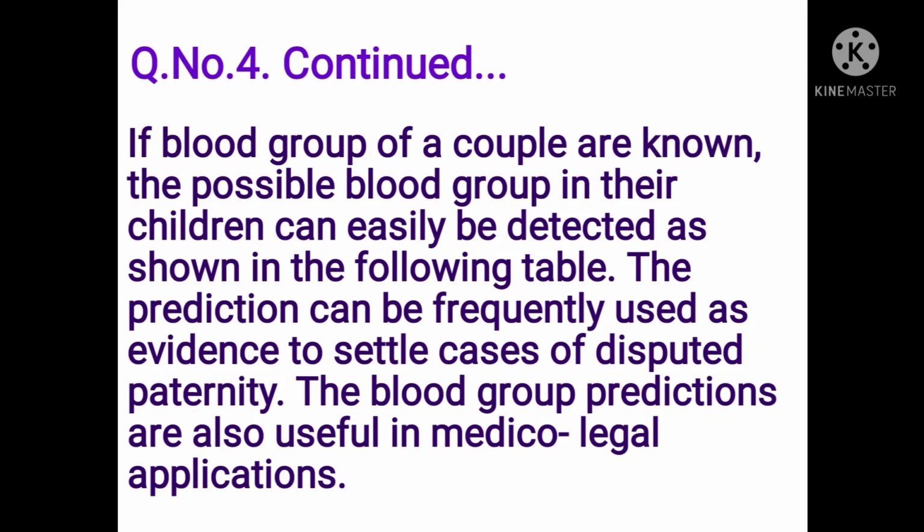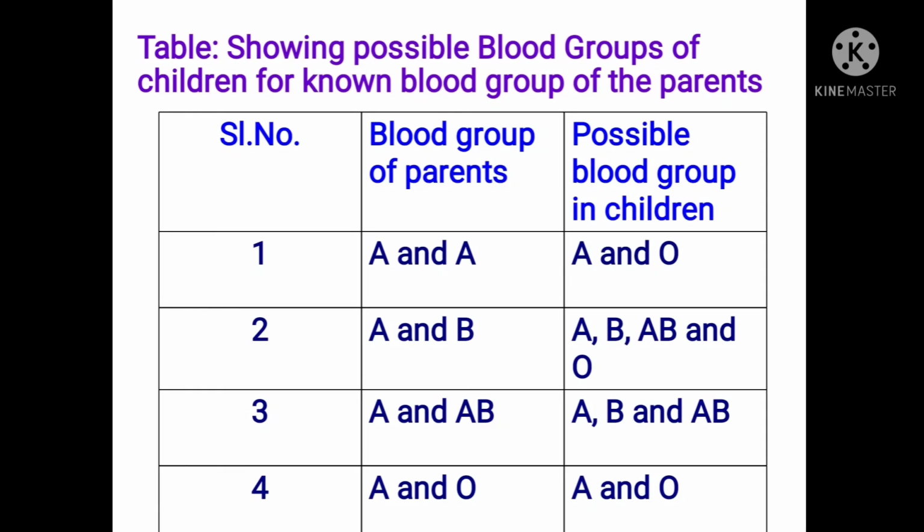If blood group of a couple are known, the possible blood group in their children can easily be detected as shown in the following table. The prediction can be frequently used as evidence to settle cases of disputed paternity. The blood group predictions are useful in medico-legal application. Here I include a table which shows possible blood groups of children for known blood group of the parents.